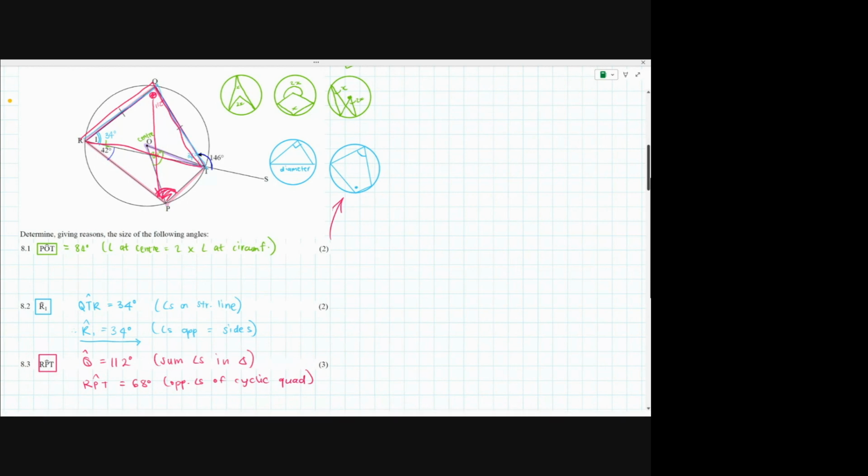Okay, so far, except for the cyclic quad and the angle at center, all of our other reasons have been reasons that we've been using since grade 8. So this is why I said to you, you've been doing this for years now. And even though we think, oh, it's circle geometry, I don't use the stuff that I've learned previously, you do. So we have to still remember the basics when it's Euclidean geometry.